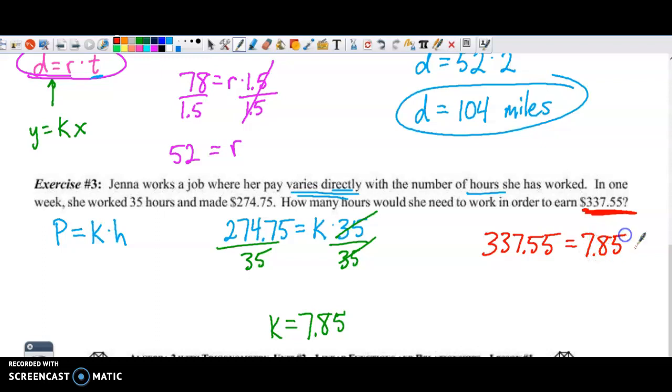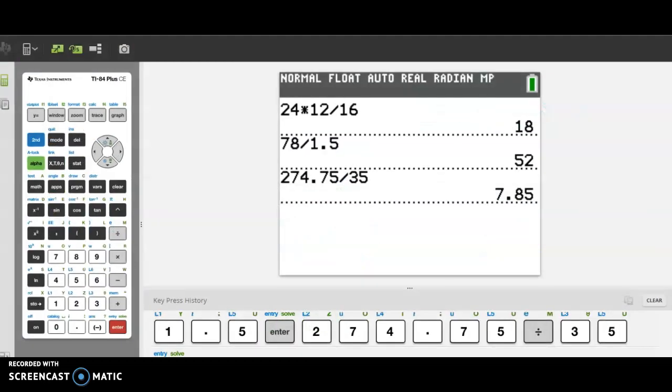785 is the constant of variation, but you don't know how many hours. That's what the question is, how many hours? So to solve that, you just have to divide the 785 over, because that's a multiplication problem, and to solve multiplication, you have to divide. So 337.55 divided by 785. And you see she has to work 43 hours.